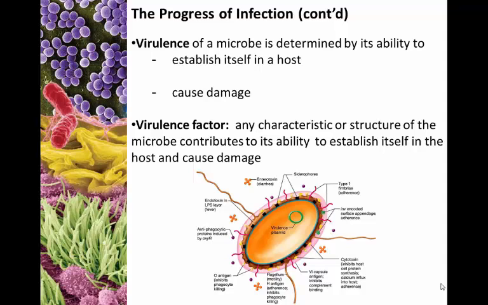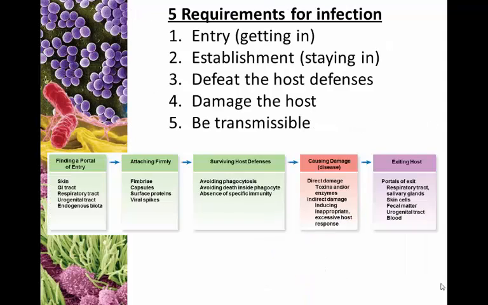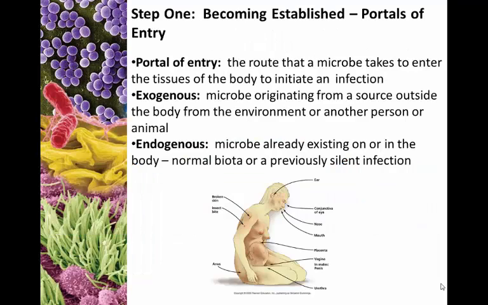Okay. So, here it is again, a rehash of the 5 requirements of infection: entry or getting in, establishment or staying in, usually this involves some type of attachment, defeating the host's defenses, damaging the host, and being transmissible. So we're going to take these one by one. We'll start off by talking about that first step, entry. Okay. And what we call portals of entry.